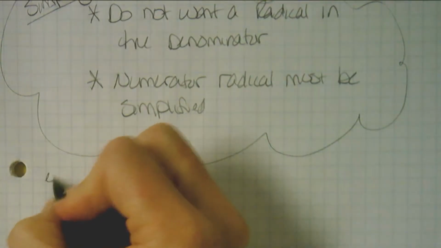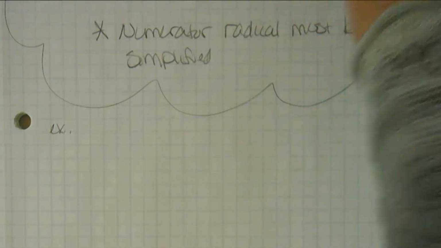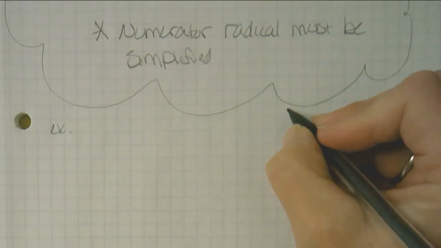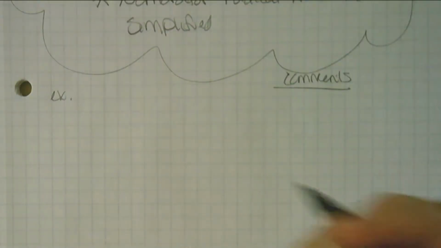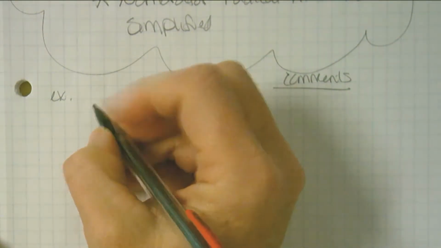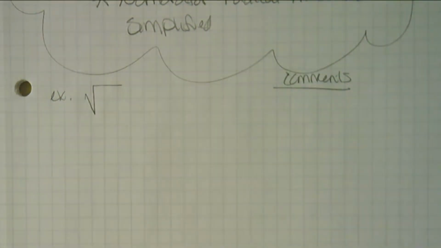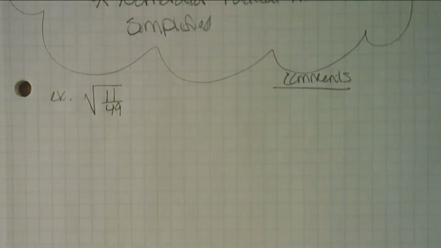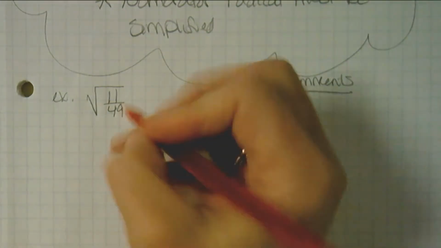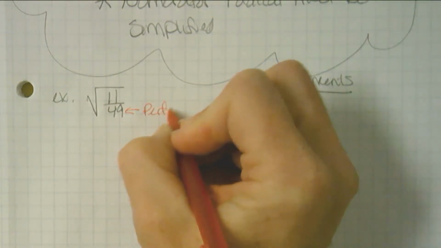Let's go ahead and do an example. I'm going to do an example to the left, and I'm going to say some steps or comments to the right. If I have, in one big square root symbol, the fraction 11 over 49, what do you notice about 49? Isabel? It's a perfect square. You need to use your observational skills here. That 49 is a perfect square.